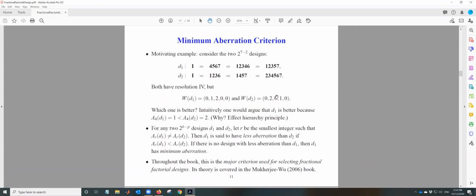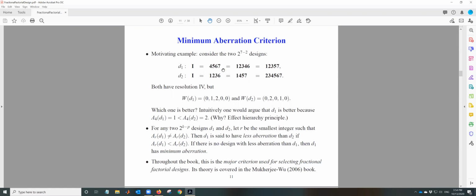So now let's have a look at the minimum aberration criterion. So here is a motivating example. Consider we have 2 designs. They are both 2 power 7 minus 2. So what is the first design? This is 4, 5, 6, 4, 5, 6, 7. 1, 2, 3, 4, 6. 1, 2, 3, 5, 7. And then this is 1, 2, 3, 6, 1, 5, 4, 5, 6. And then you have this one.